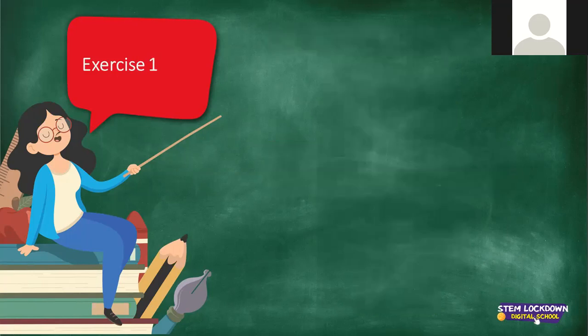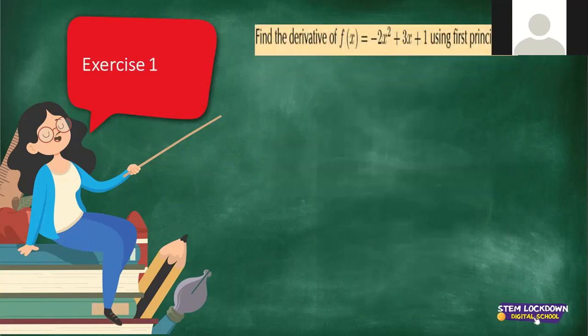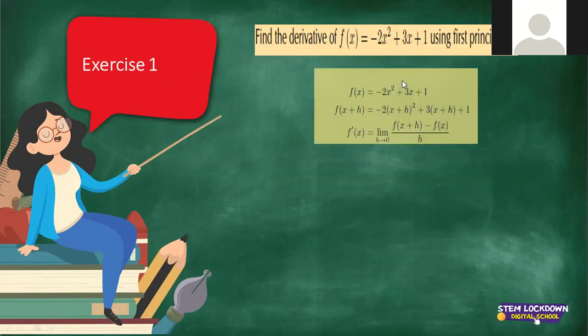Going to the next one. Sorry about that, this is actually exercise 3. So if you were to find the derivative of a function, still using first principles, we do the same procedure. When we get our f of x plus h, in the place of x, we're going to replace with x plus h.